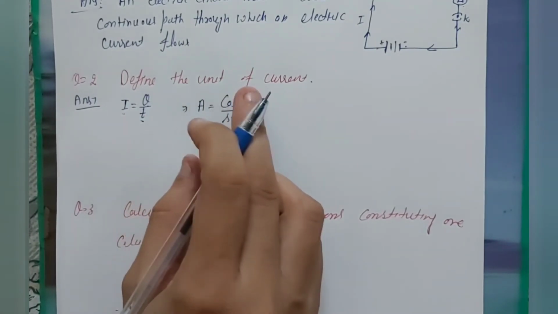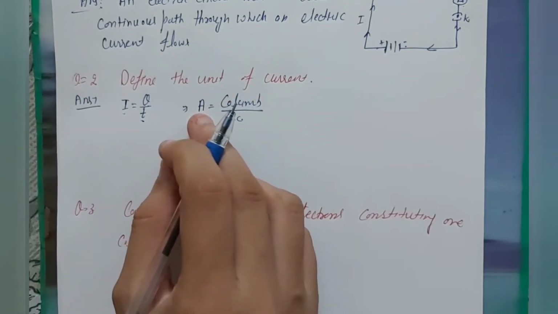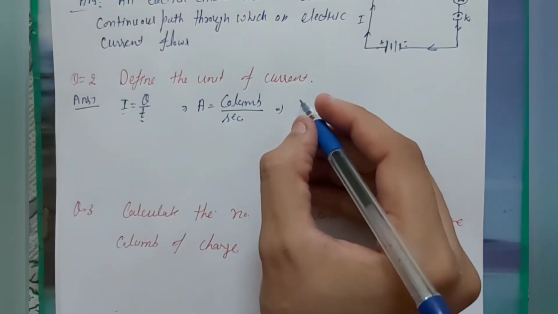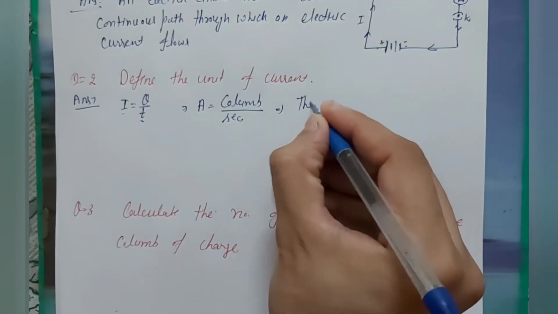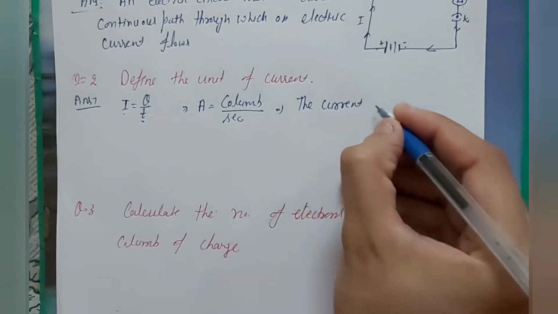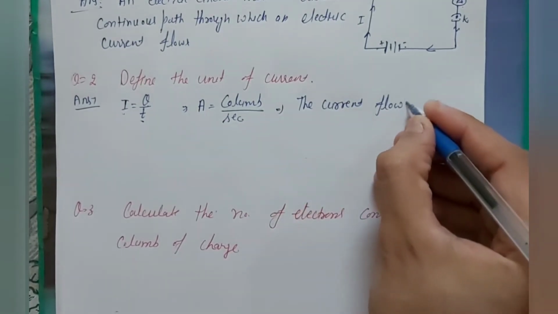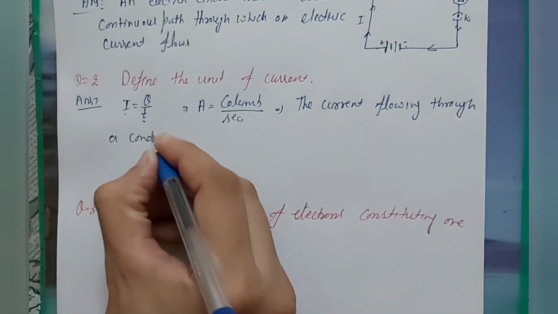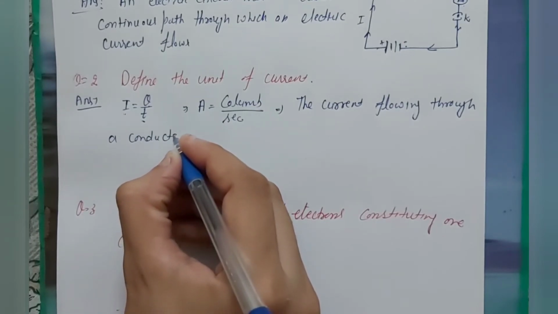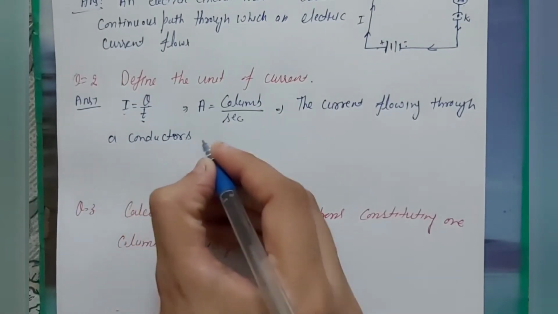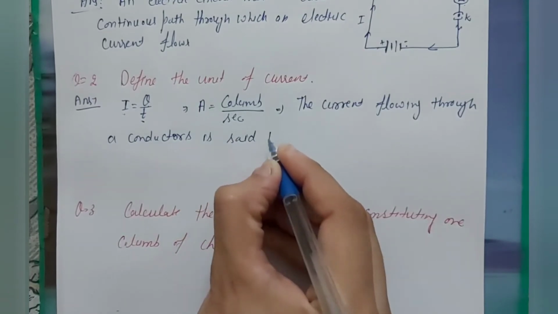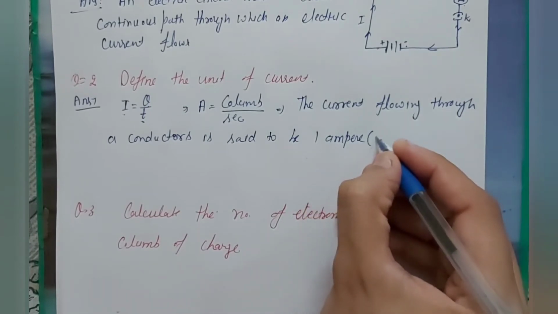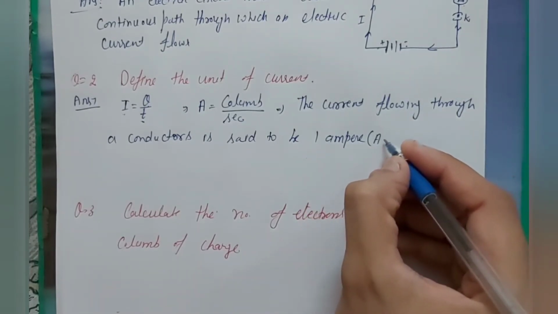As we know, the SI unit of current is ampere. So how can we define it? We can write that the current flowing through a conductor is said to be 1 ampere. What is the ampere? Ampere is the SI unit of electric current and it is denoted by A.